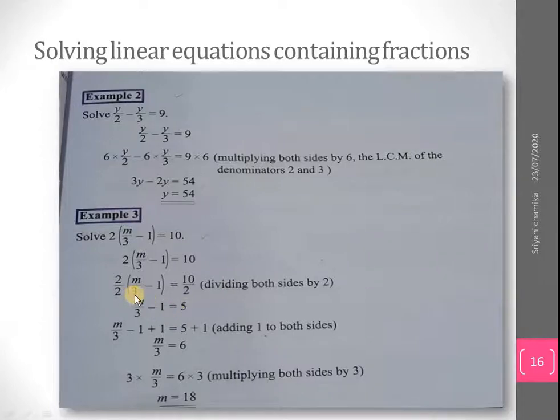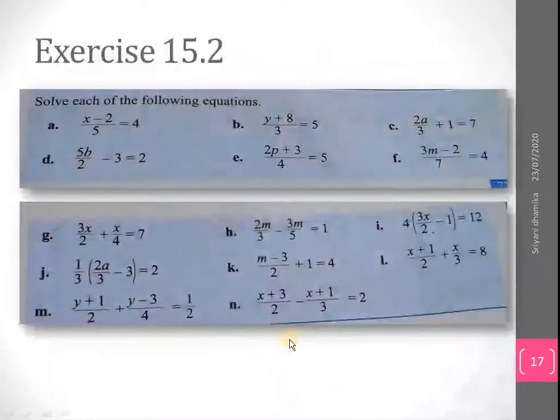Now to find the value of m, we have to remove this 3 and negative 1, but first we have to remove this negative 1. So adding 1 to both sides, then this can be cancelled. Then m over 3 equals 6. Again multiply both sides by 3 to remove this denominator. Remove this 3. So the answer is m equals 18. Now let's move to the next one, that is exercise 15.2.